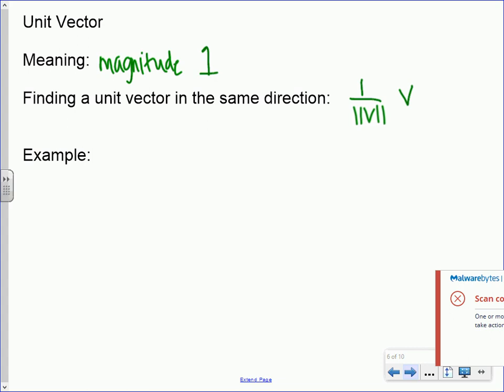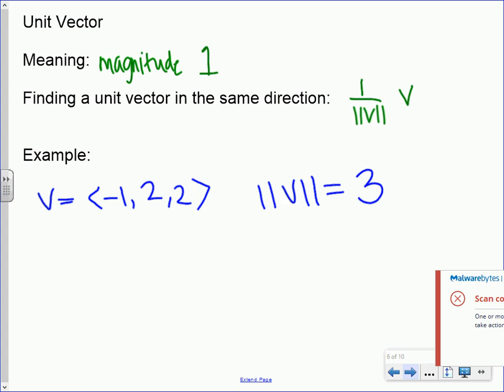So we've already talked about this vector. Vector v was -1, 2, 2. And we found its magnitude. What was the magnitude of -1, 2, 2? It was 3. Okay. So if we're talking about the same direction, if we multiply a vector by a scalar, we're still going in the same direction. We're just changing its length. So if we take this vector and multiply it by 1 over the magnitude, then we're forcing it to have a magnitude of 1.